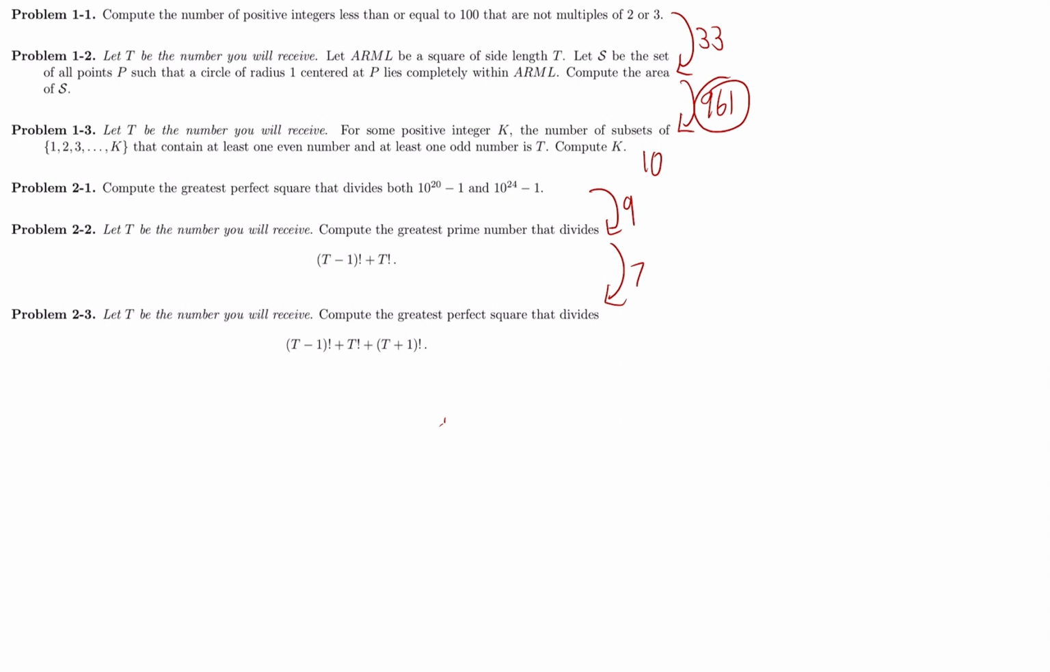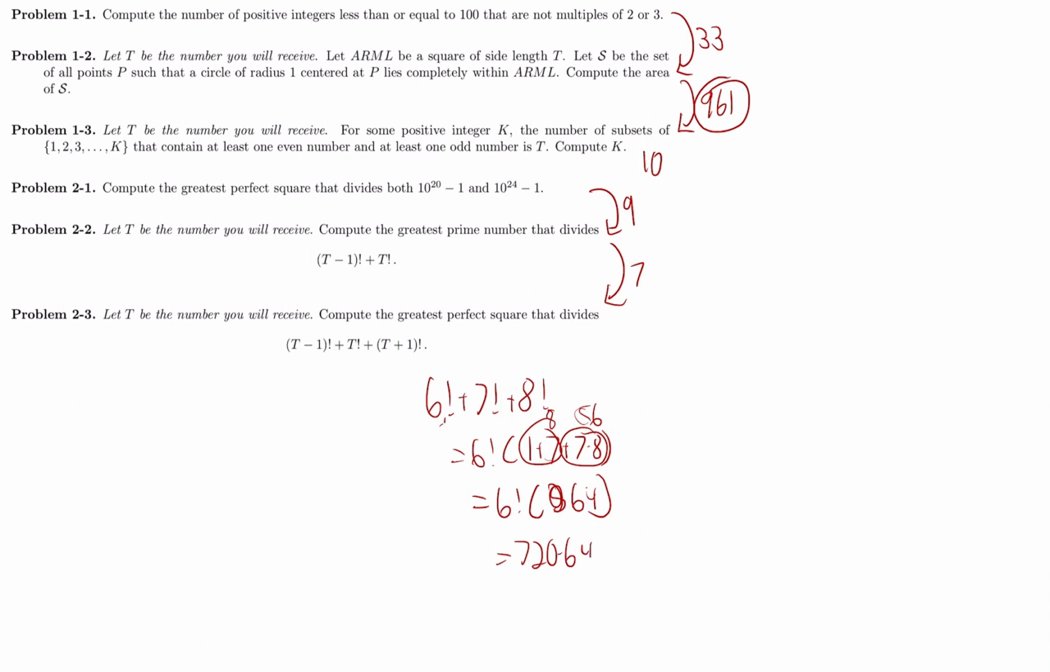Okay, so let t be the number you'll receive. Compute the greatest perfect square that divides this. So it's 6 factorial plus 7 factorial plus 8 factorial. And this is equal to 6 factorial times 1 plus 7 plus 7 times 8, which is equal to 6 factorial times 1 plus 7 plus 56, so 8 plus 56 is 64. And so it has to divide 720 times 64.